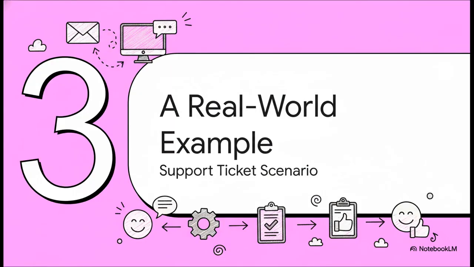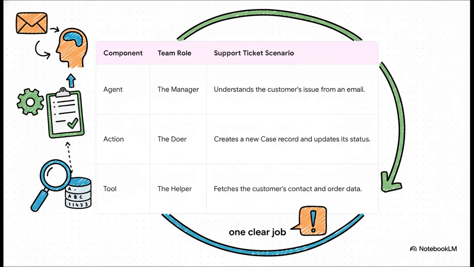Okay, that's the theory. Now let's see how this actually plays out in a real-world scenario that, well, every single Salesforce pro is going to know: handling an incoming customer support ticket. So picture this. An email comes in. The agent, our manager, reads it and understands, okay, this customer has a problem with a recent order. Its decision: we need to create a new case. So it tasks an action, our specialist, with actually creating that case record. But wait, to do that, the action needs the customer's contact info, right? So it uses a tool, our helper, to go fetch the contact and order data it needs from Salesforce. See how each component has one and only one clear job?